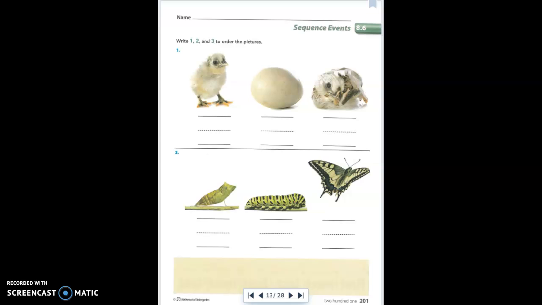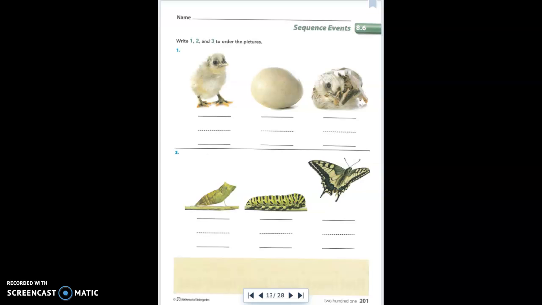Today we will be working on sequencing events, so you will need workbook pages 201 and 202, lesson 8.6. So today we're going to be talking about these words, next, last, and first, or to put those in order correctly, first, next, and last.